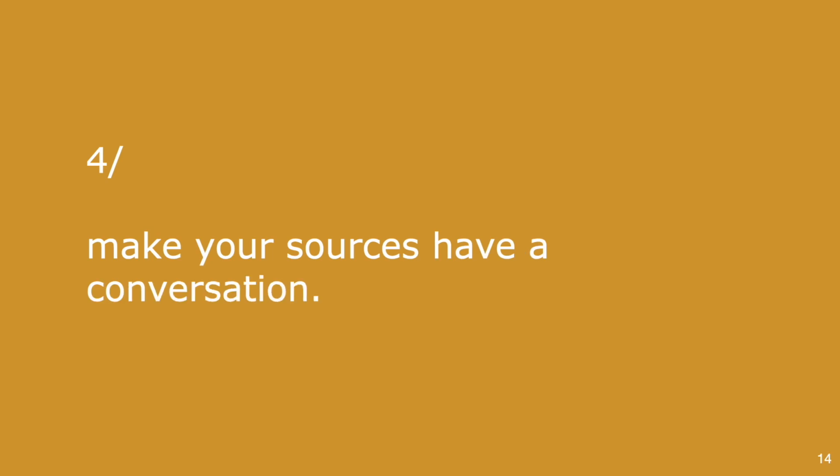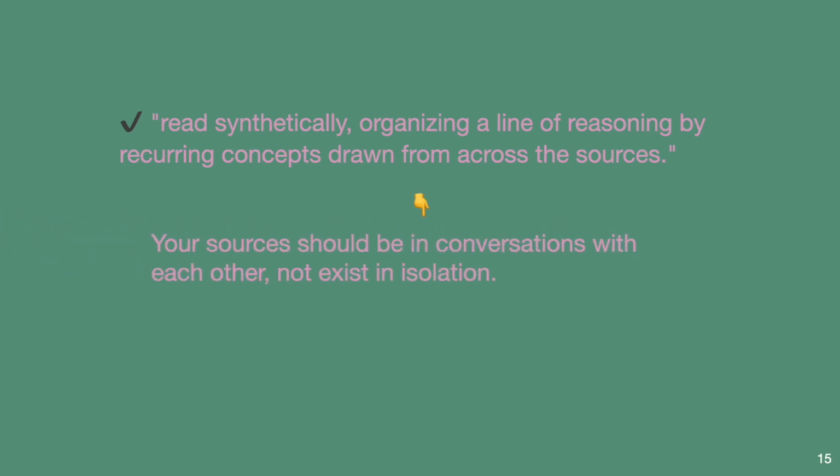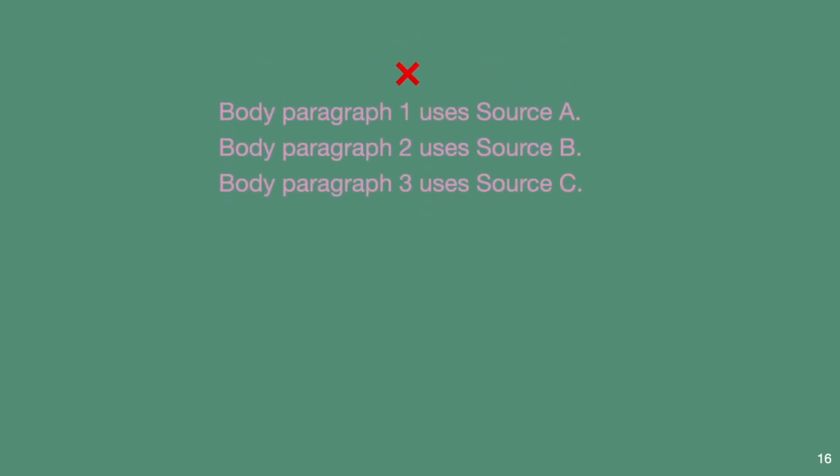Number 4, make your sources have a conversation. The Chief Reader Report rewards students who read synthetically, organizing a line of reasoning by recurring concepts drawn from across the sources. Translation: your sources should be in conversation with each other, not exist in isolation. Here's what weak essays do. Body paragraph 1 uses source A, body paragraph 2 uses source B, body paragraph 3 uses source C.